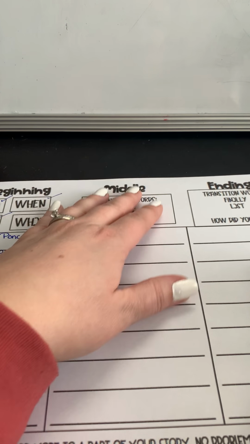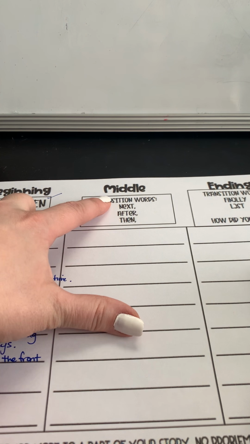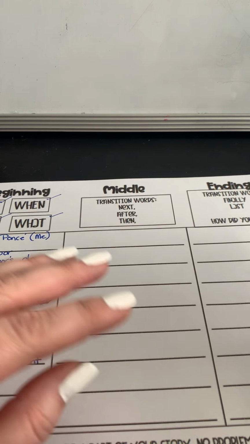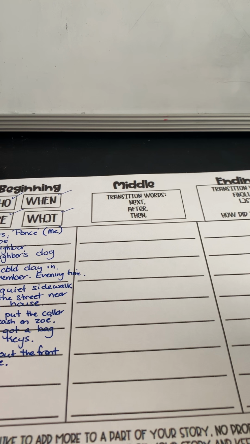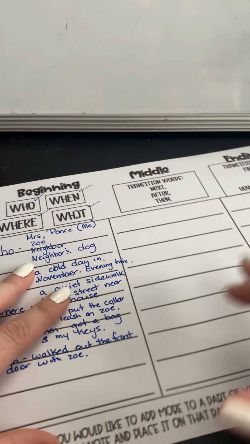Now I'm going to think about what happened in the middle of my story. So I'm going to use words like next, after, then. The middle of your story is usually when the problem happened, okay, or the big event happened. So here we were talking about how the big event in my story is when Zoe saw the other dog and I tripped and fell. So that should happen in the middle of my story.